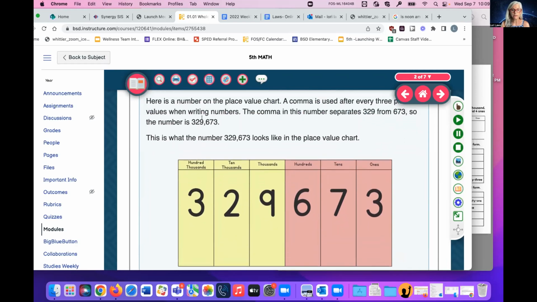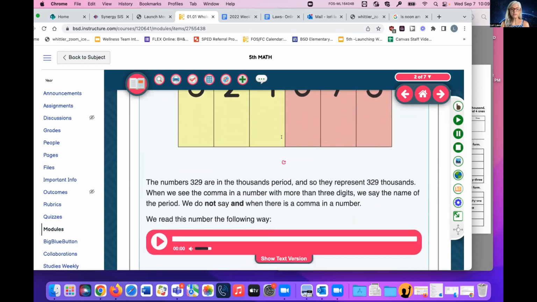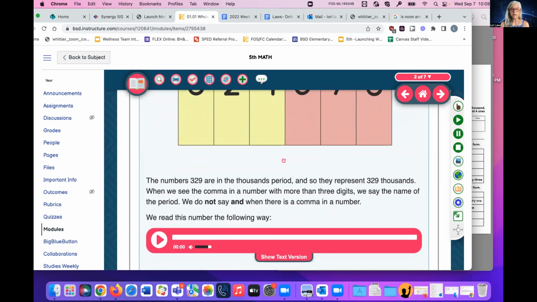Oh, here it is. There's the comma. This is what the number looks like on the place value chart. The numbers 329 are in the thousands period, and so they represent 329 thousands. When we see the comma in a number with more than 3 digits, we say the name of the period. We do not say and when there's a comma in a number.